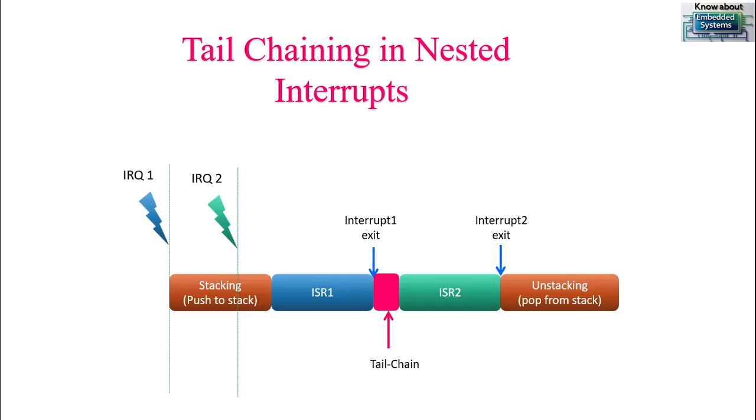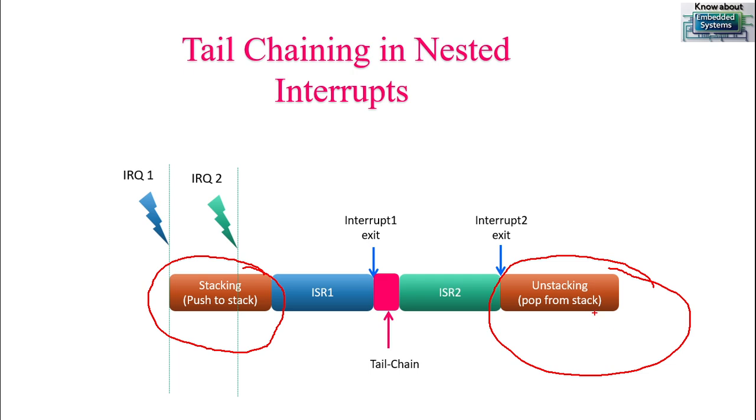So guys, you already know that when there is an interrupt, there will be a process called stacking and unstacking. You can see on the screen. If any interrupt occurs, there will be a stacking process at this point, and in the end there will be an unstacking process. Because of this stacking and unstacking in multiple interrupts, let us see here, we have interrupt 1 and interrupt 2.